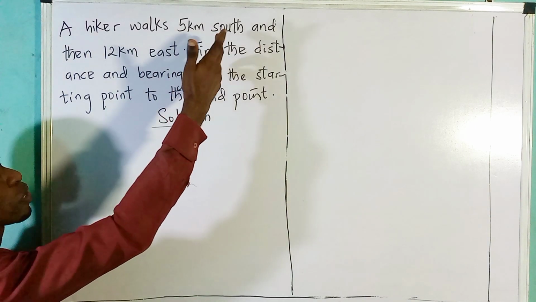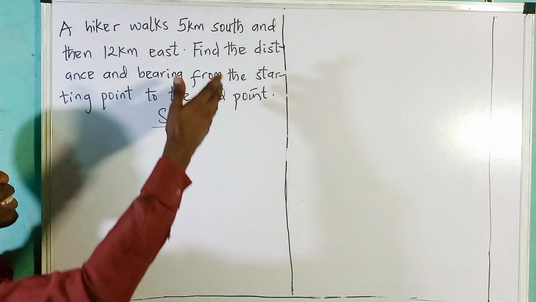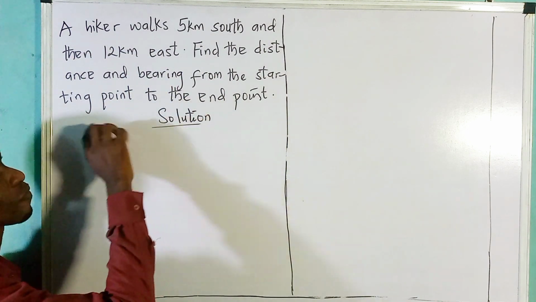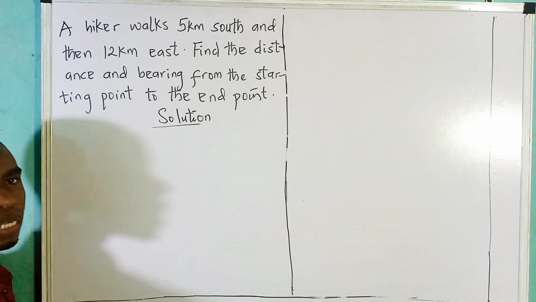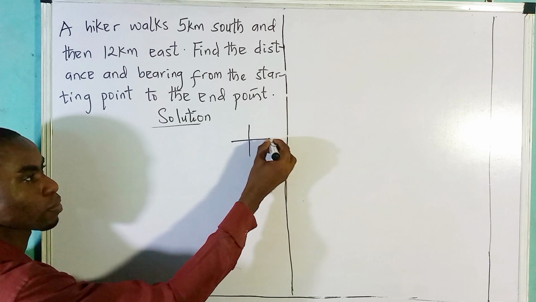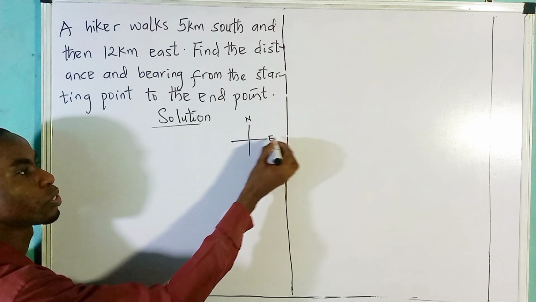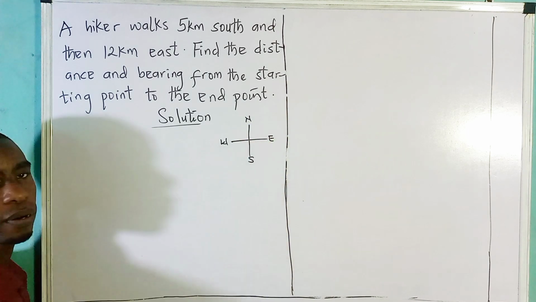A hiker walks 5 kilometers south and then 12 kilometers east. Find the distance and bearing from the starting point to the end point. From our cardinal points, we know that this is north, east, west, and south, right?